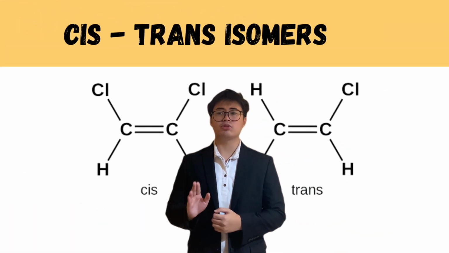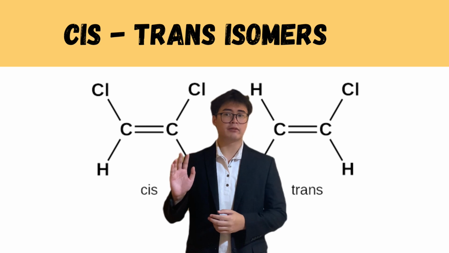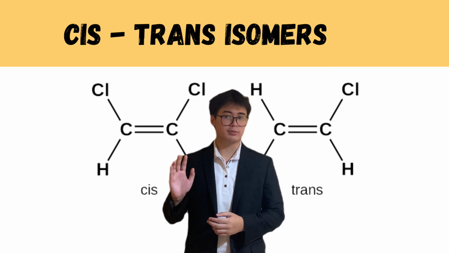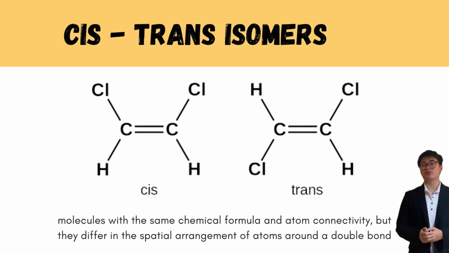But before we get into today's lesson, let's see what clues you've already gathered from your previous assignments. Now, who can tell me anything they've observed about cis and trans isomers? Correct! They are molecules with the same chemical formula and atom connectivity, but they differ in the spatial arrangement of atoms around a double bond.